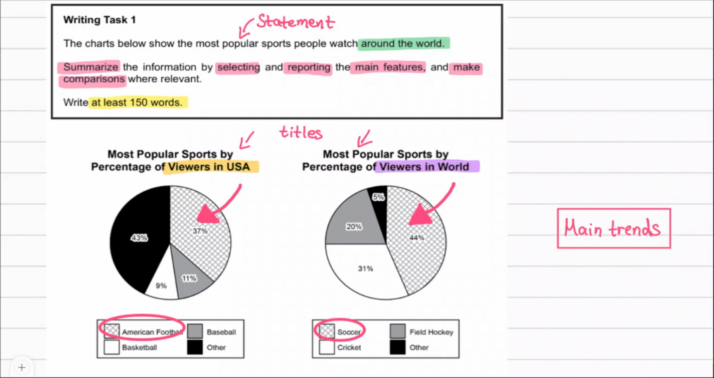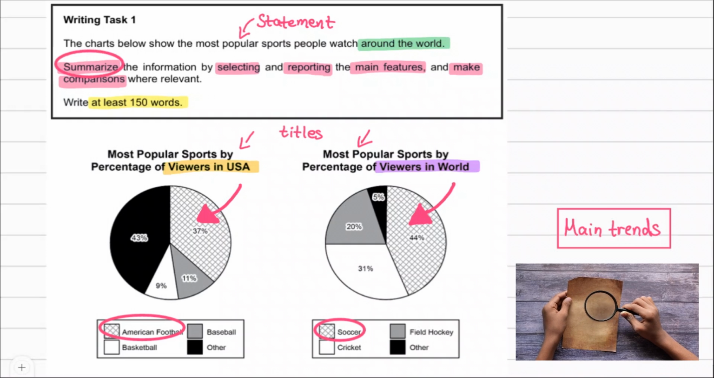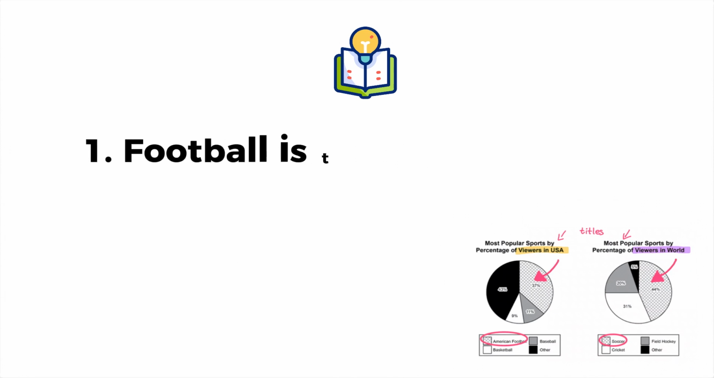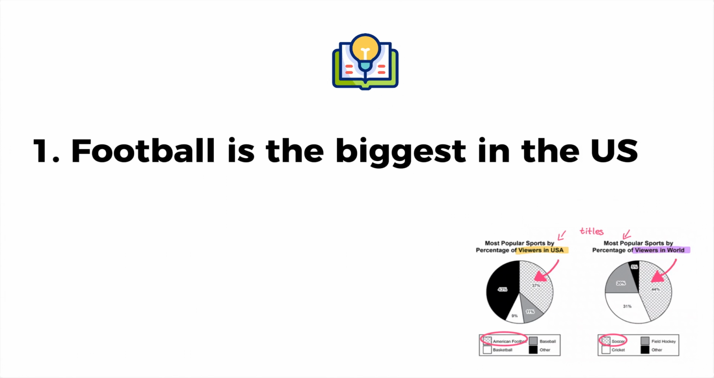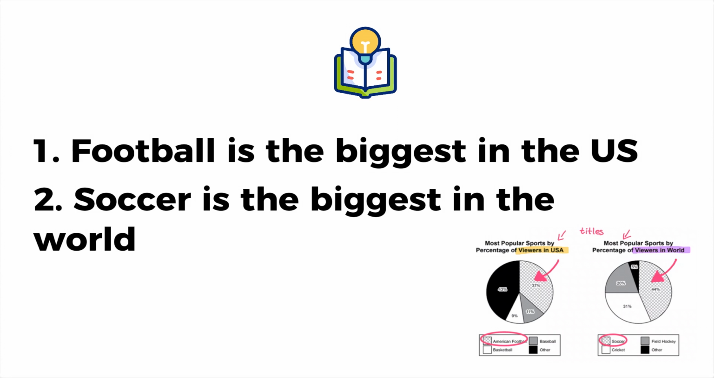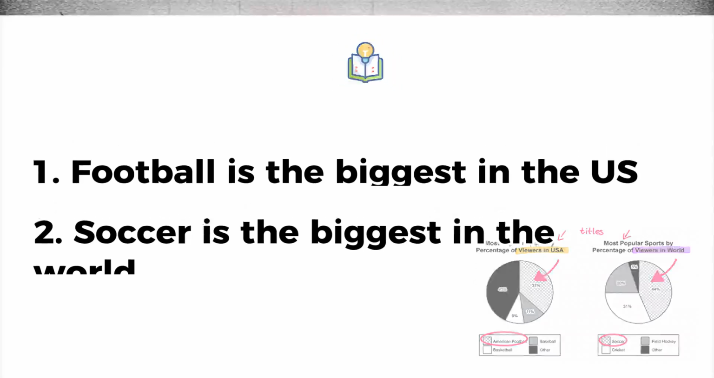The instructions ask you to summarize the graphs, so you need to look for the main trends. What I see is that football is the biggest in the US and soccer is the biggest in the world. That's enough to write about if you give supporting details, so now we can start writing.